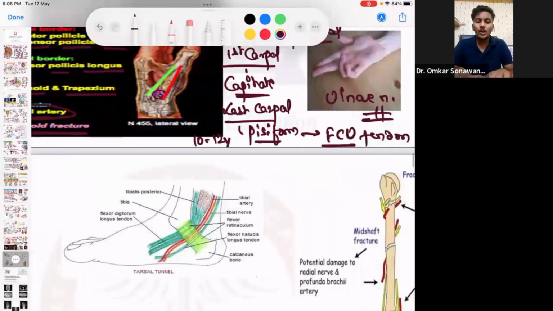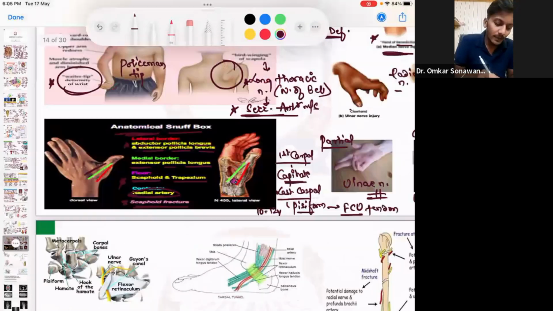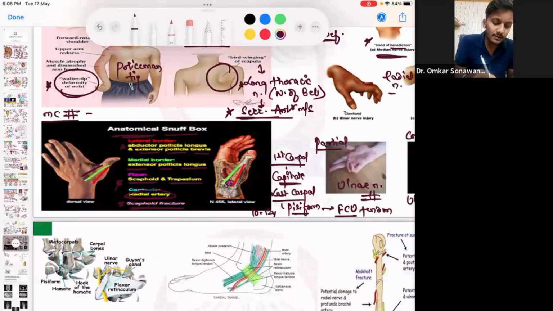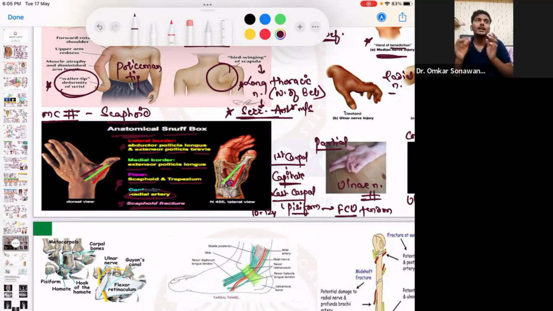If they ask you the most common carpal bone to fracture, and the most common carpal bone to dislocate, the most common carpal bone to dislocate is lunate. And if there is a lunate dislocation or subluxation, the patient can develop carpal tunnel syndrome. No problem with this, remember, important.